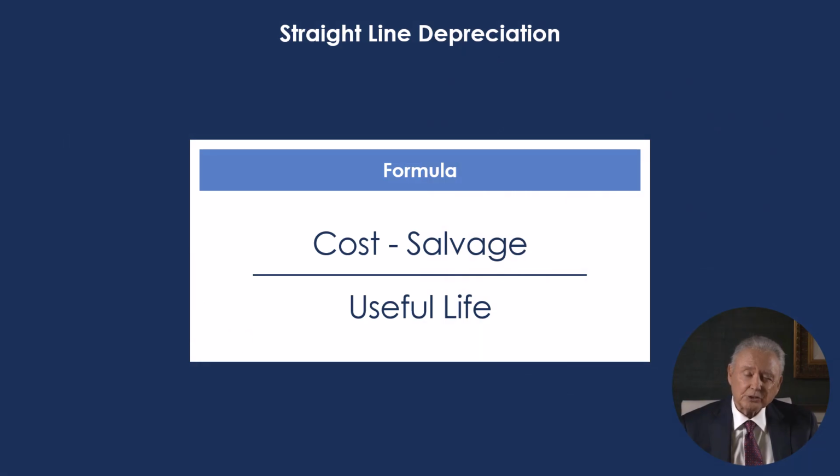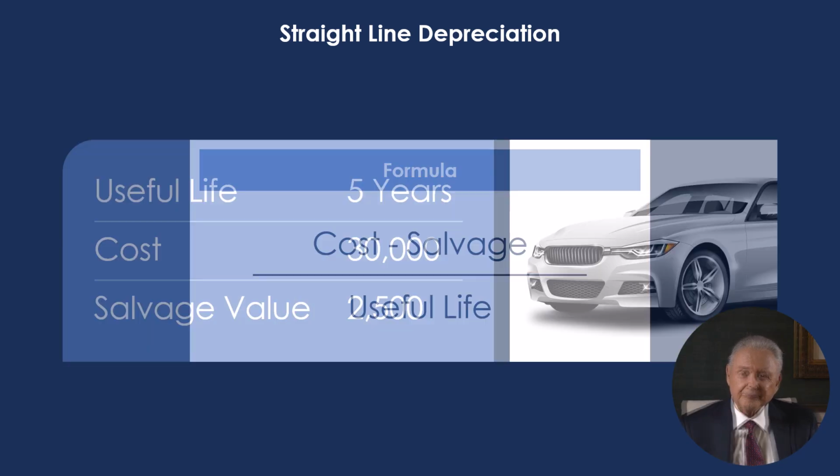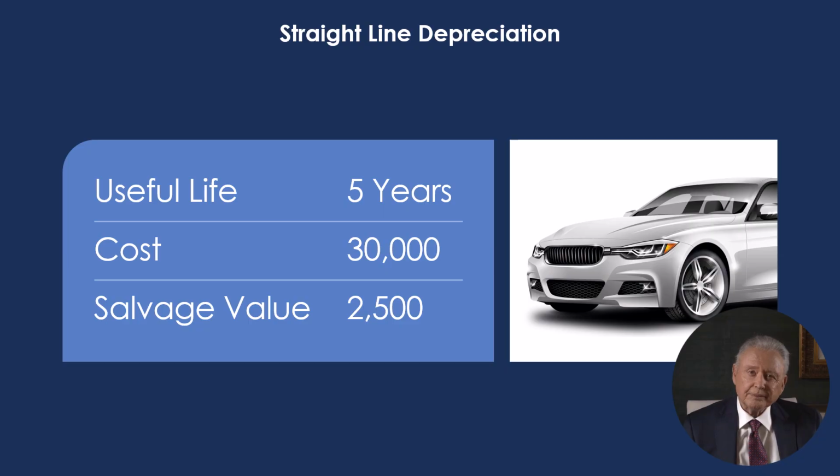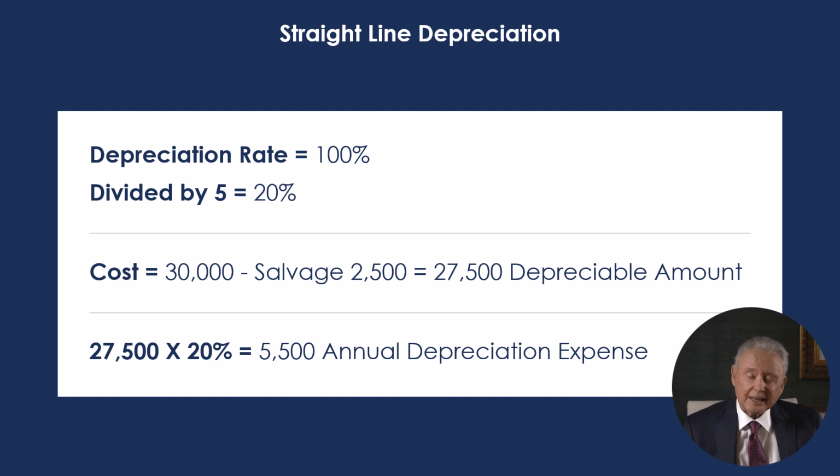There are several methods used to depreciate fixed assets. The first method is called straight-line depreciation. It's calculated as cost minus salvage value divided by useful life. Let's use the example of an automobile. The car has a useful life of 5 years. It cost $30,000 and its salvage value is $2,500. Here's how we calculate it. 100% of the asset is depreciated over 5 years, using the same depreciation rate in each of the 5 years. 100% divided by 5. That means 20% per year.